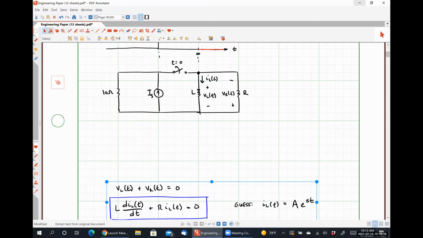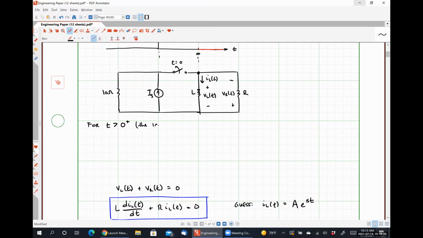For now, let me write explicitly. So for t greater than 0 plus, what I mean by that is the instant after the switch is opened, our circuit looks like this.